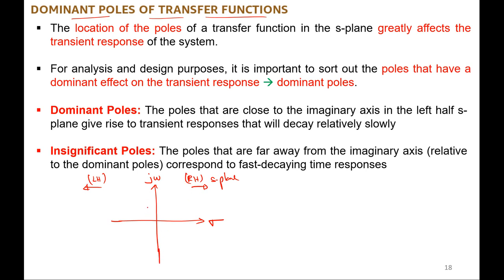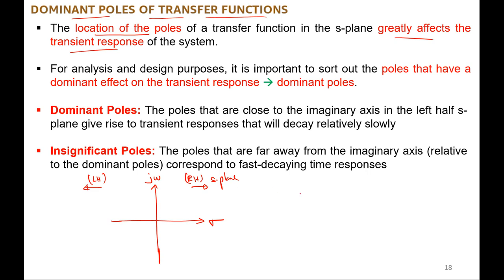Okay, the roots or poles of the characteristic equation. The roots of the characteristic equation are nothing but the poles, right? The poles can be located on the left half of the S plane or the right half of the S plane or on the imaginary axis. So the location of the poles will greatly affect the transient response of the system, right?